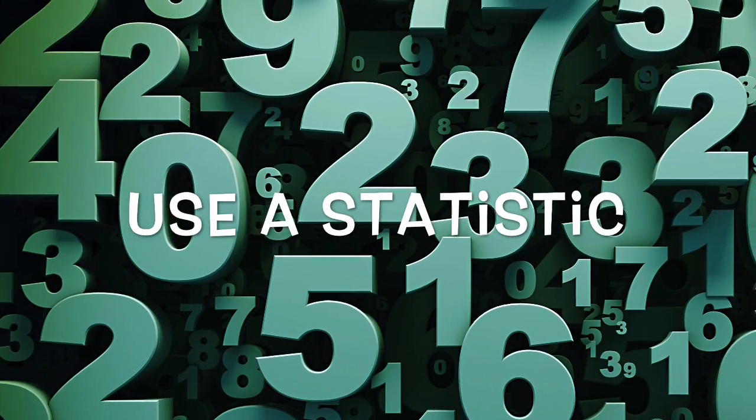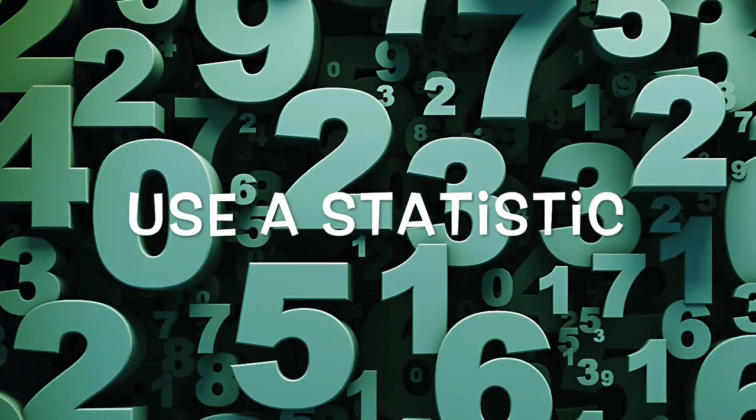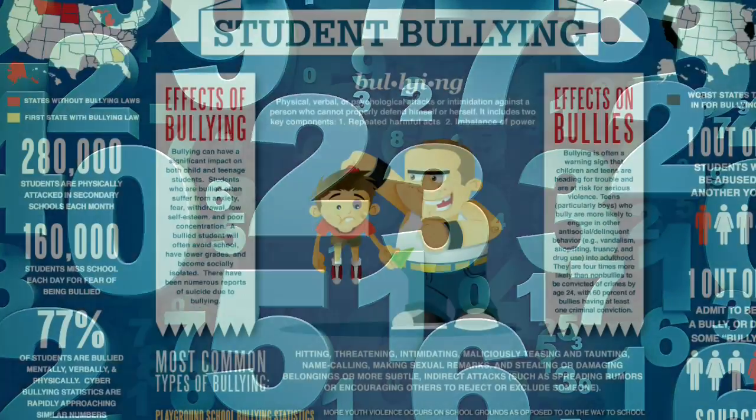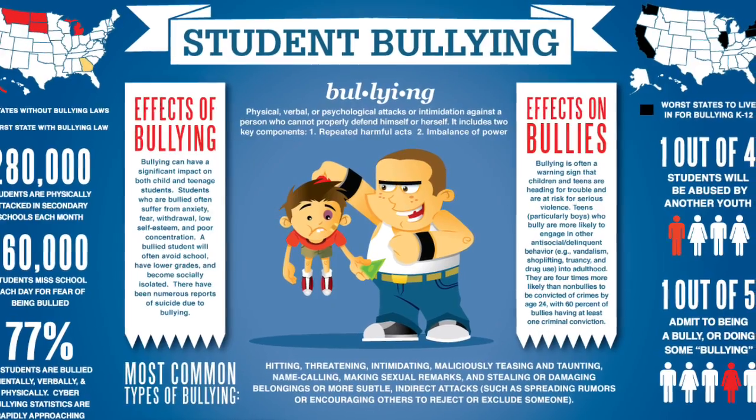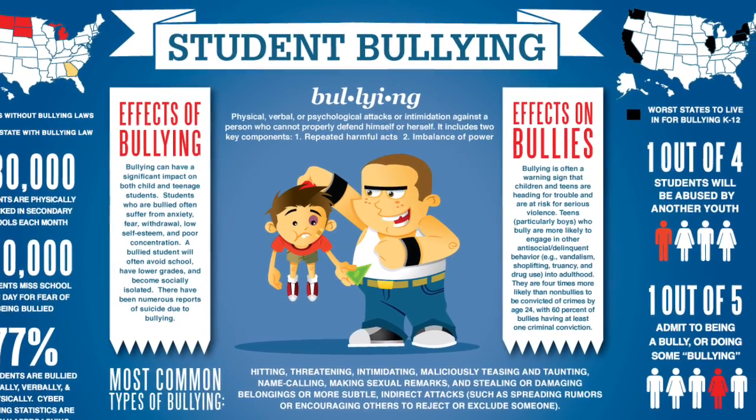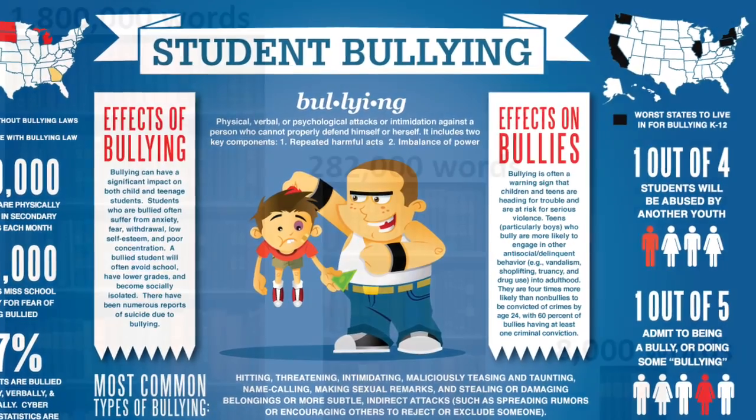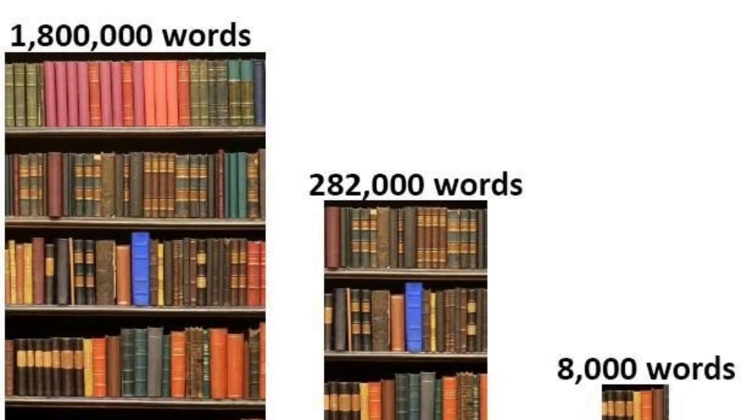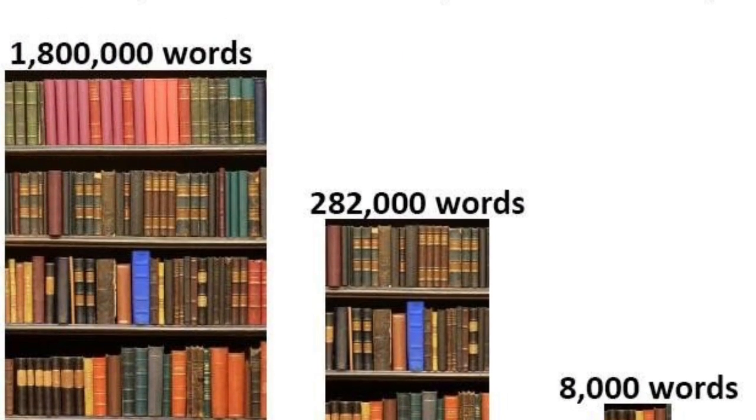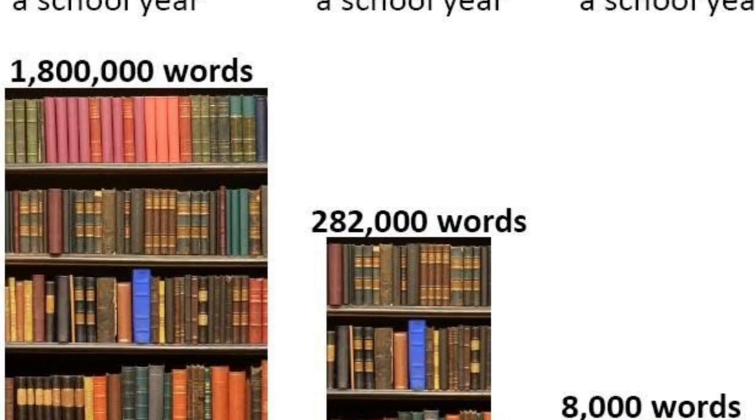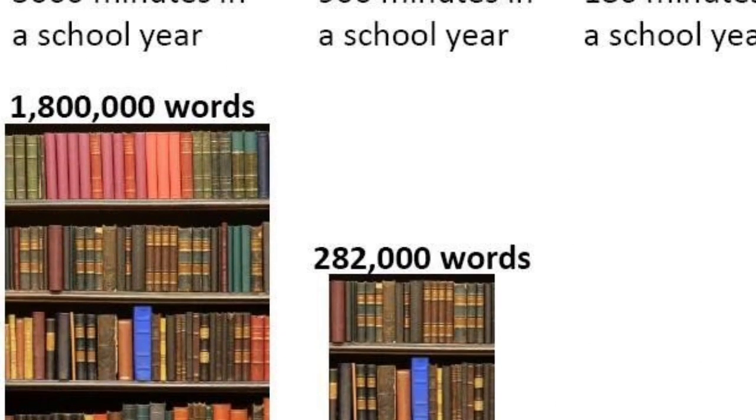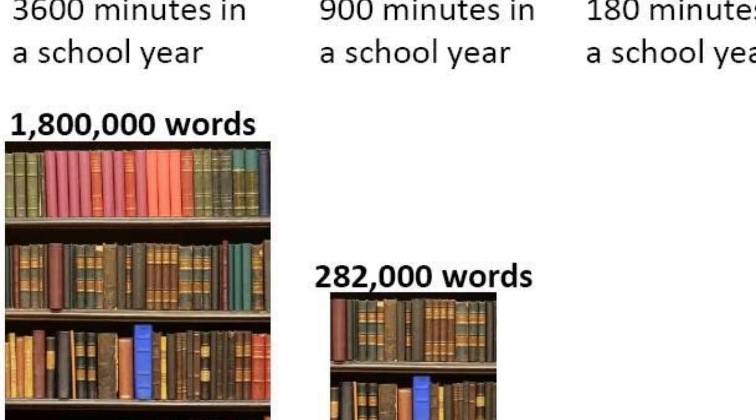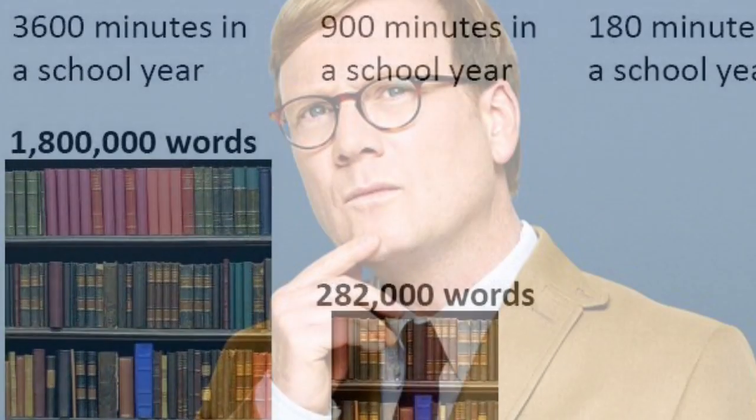The last way to hook a reader is to use a truthful, measurable statistic. By giving a useful fact, you entice the reader to read more and find out how that fact is true or why that fact is true. For example, a student that reads 20 minutes each day reads 3,600 minutes in a school year and learns 1,800,000 words, therefore probably doing better on their high school SATs.